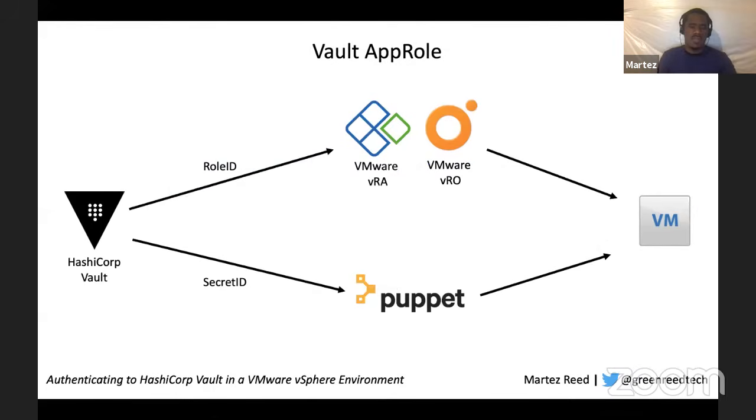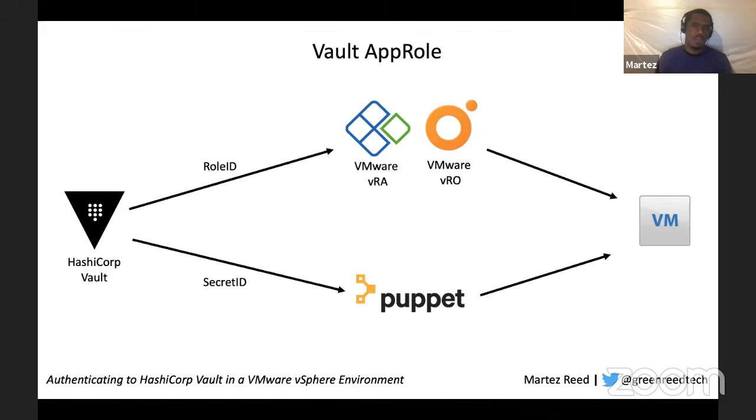And so in the case of a VMware vSphere environment, we might use AppRole. AppRole is an authentication method that allows us to essentially take two pieces of data and then combine them when it ultimately gets to the target. The first piece of data is the role ID, and the second piece of data is the secret ID. Once those two are combined, it allows our entity, whether it's a VM or even technically a human, to actually authenticate to HashiCorp Vault.